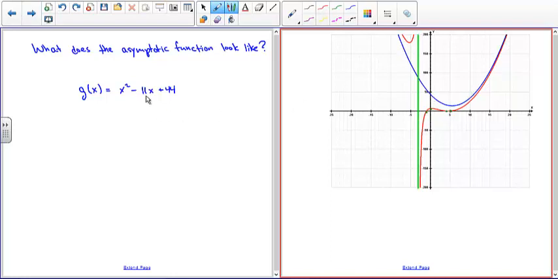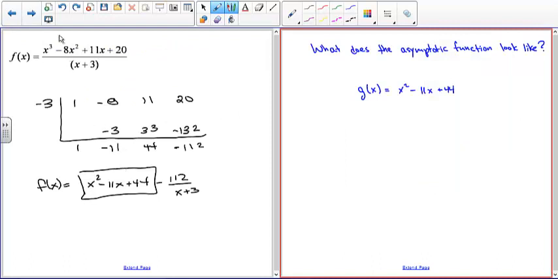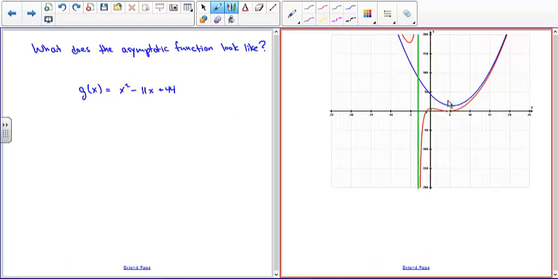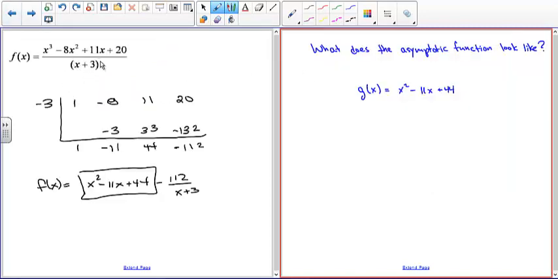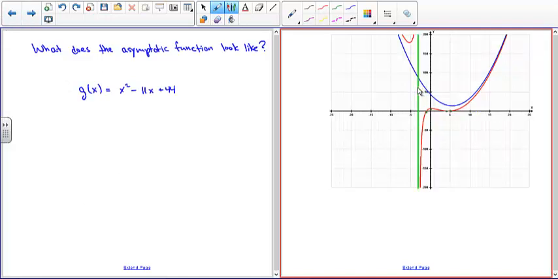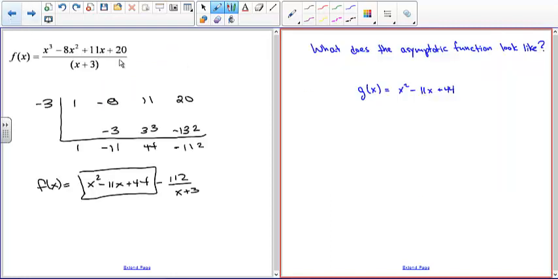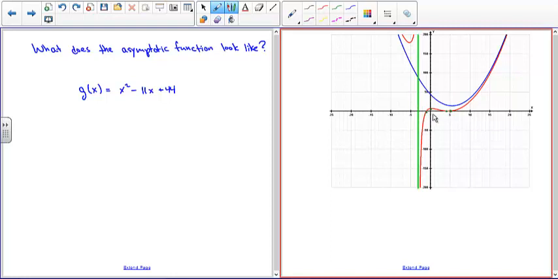So this function, x squared minus 11x plus 44, looks like the blue curve. And so you can also see the vertical asymptote at x equals -3. We have a y-intercept and 3 x-intercepts. We get those by finding the three roots of the polynomial in the numerator. So it looks like those are maybe at -1, 4, and 5, something like that.